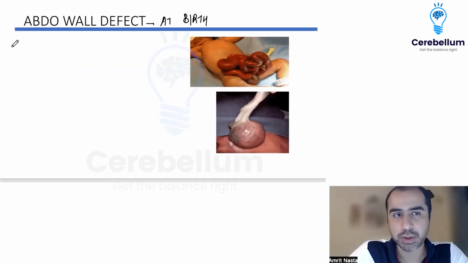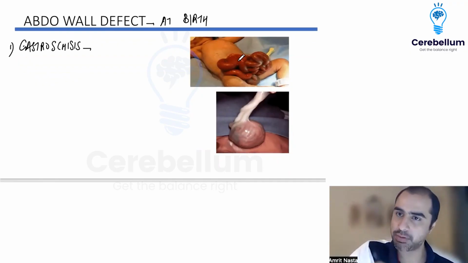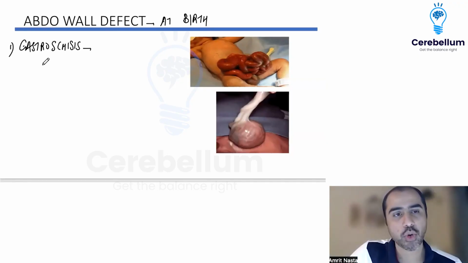The first one that you see is called gastroschisis. Okay, this is called gastroschisis. In gastroschisis, the intestines which are coming out from the abdominal wall defect are all exposed, they are uncovered. So you have exposed or bare or uncovered intestines.